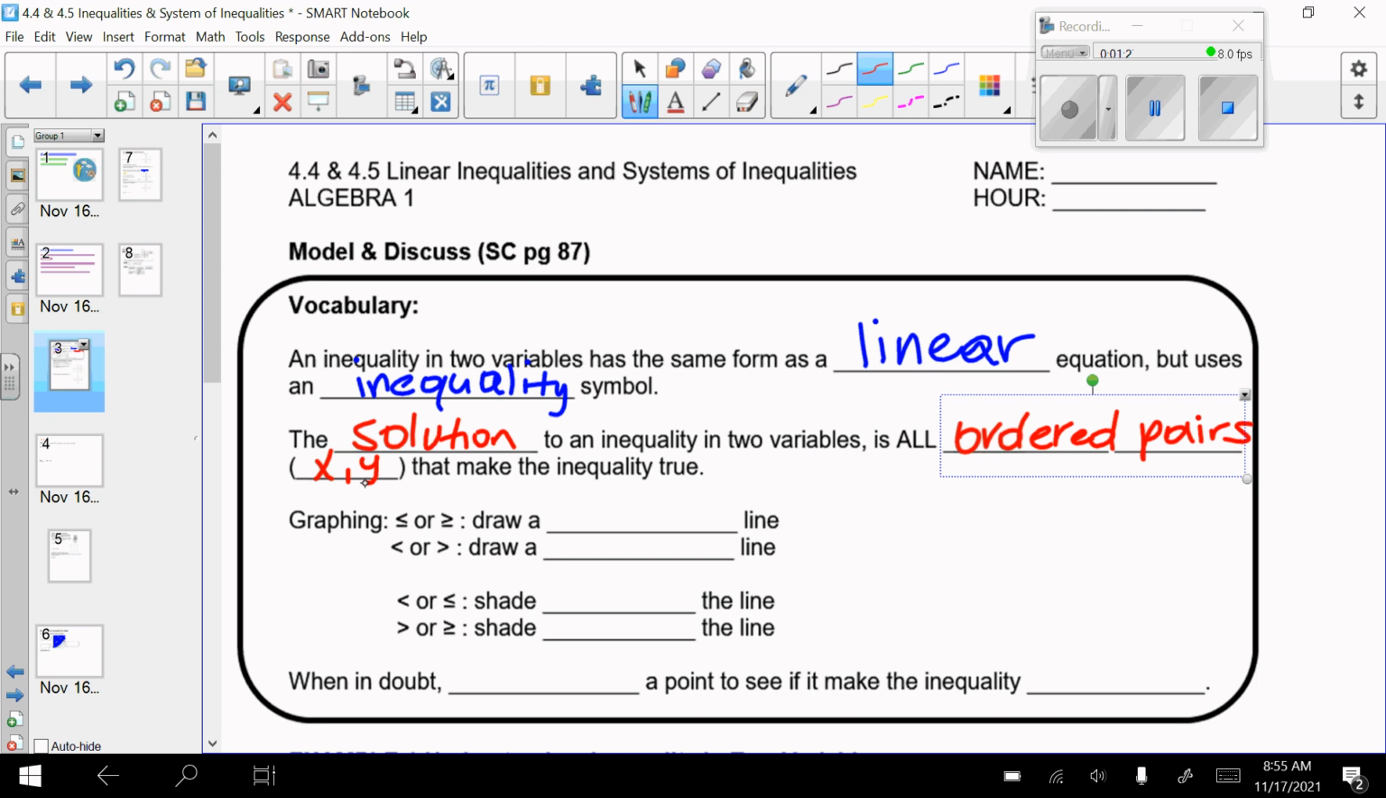So if they give you ordered pairs and they give you inequalities, you can plug in your x and your y and solve and see, is this a true mathematical statement? Kind of like what we did with equations.